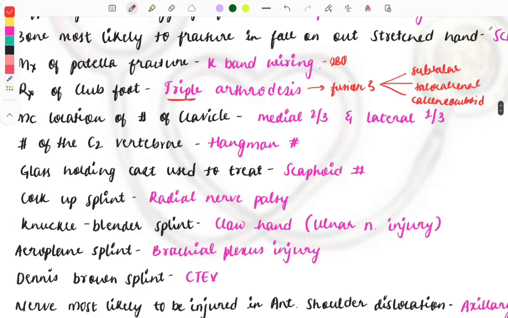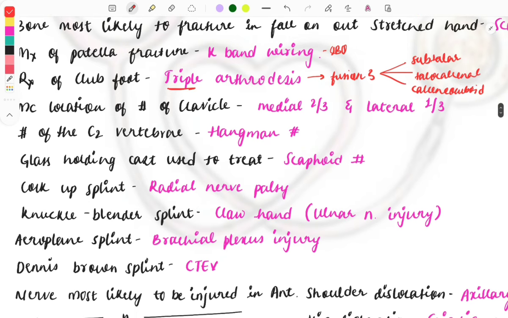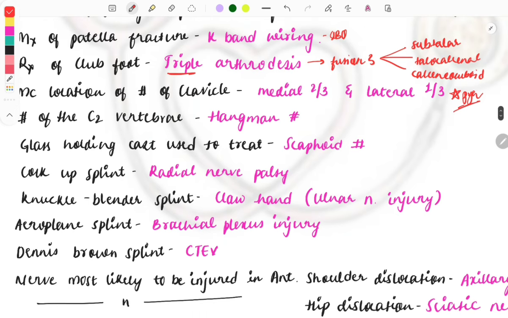The most common location of the fracture of the clavicle is the junction of the medial 2/3 and the lateral 1/3. Asked multiple times, this fracture, clavicle fracture. Then a fracture of the C2 vertebra, this is called as the hangman fracture.